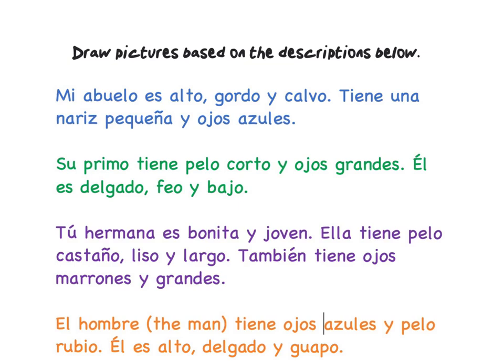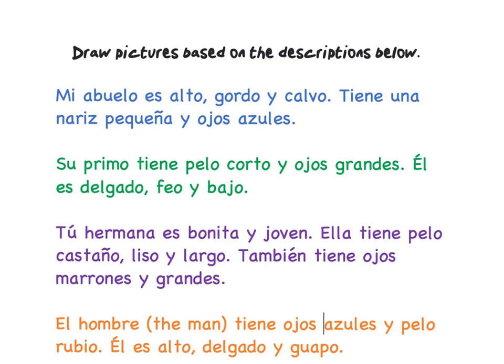The next one. Su primo tiene pelo corto y ojos grandes. Él es delgado, feo y bajo. The next one. Tu hermana es bonita y joven. Ella tiene pelo castaño, liso y largo. También tiene ojos marrones y grandes.